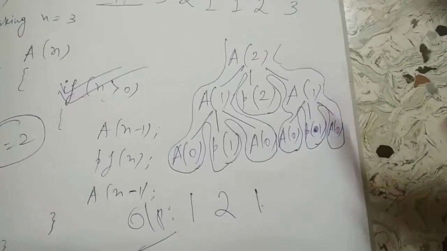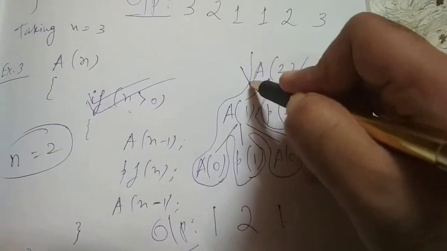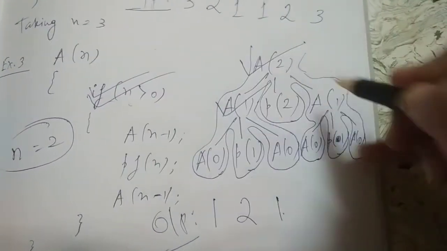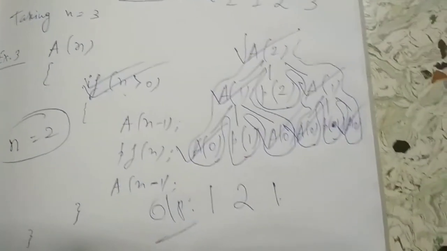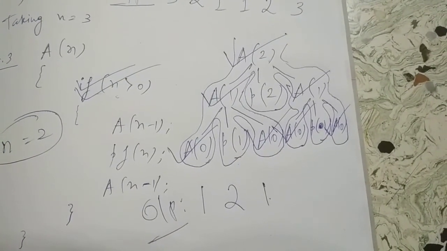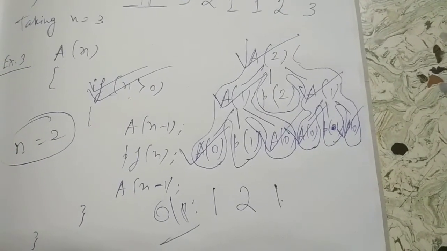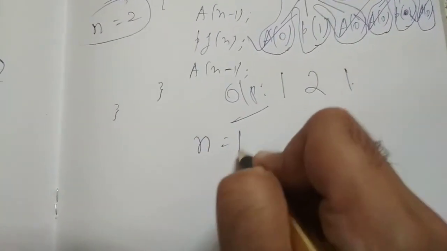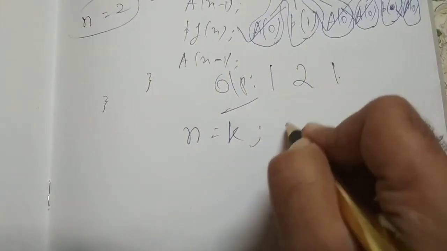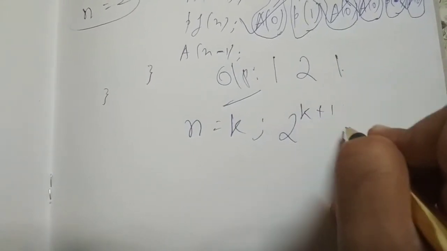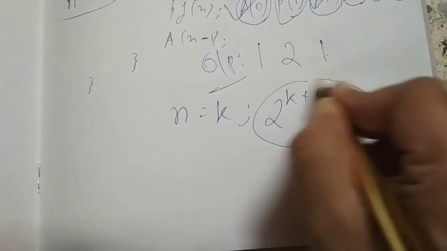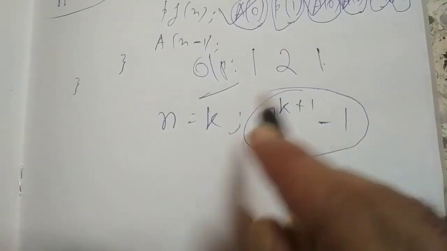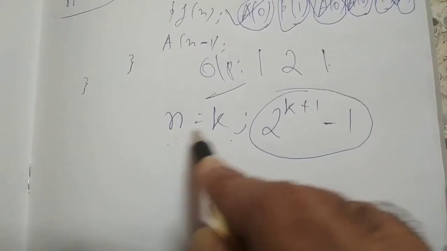And how many function invocations have I made? If you see, I've made a function invocation to a of 2, and that's 1, 2, 3, 4, 5, 6, and 7. That means for a value of n equal to 2, I have made 7 function invocations. So I can say that for n equal to k, I have to make a total of 2 to the power of k plus 1, minus 1 function invocations. This is the total number of function invocations that I have to make for a value of n equal to k.